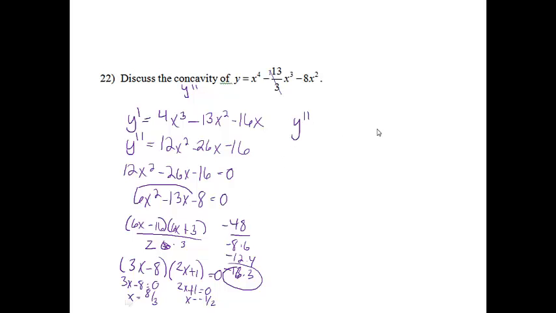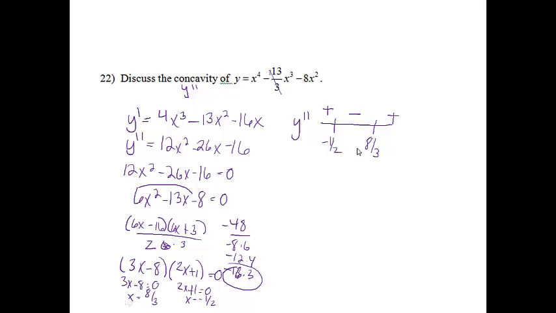So on my y double prime chart, I am going to have negative 1/2 and 8/3. Okay, from here I'm going to plug, I think I'll plug like negative 2 into y double prime. If I do that, I will get a positive value. Next thing, I'm going to plug 0 into my y double prime. That will give me a negative number. And then if I plug in like 4 or something like that into my second derivative, I will get a positive number.